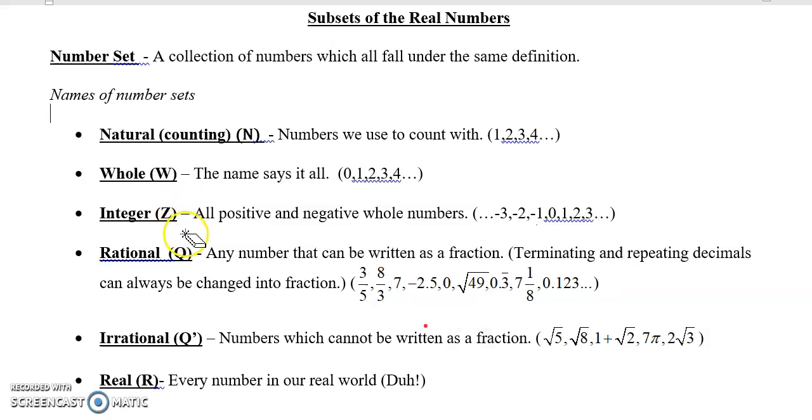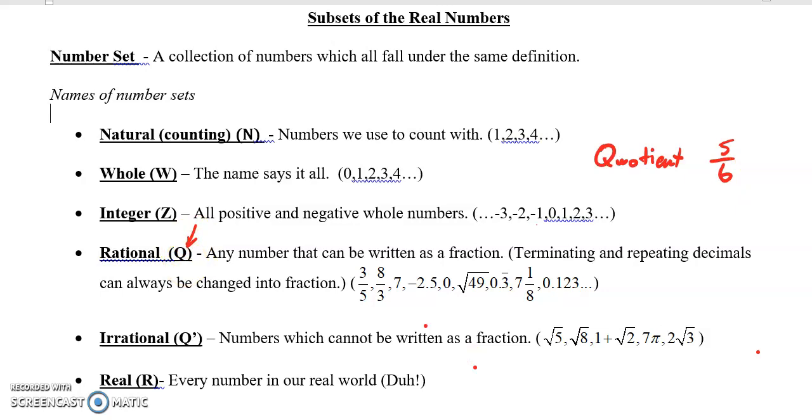Notice that the symbol for rational is this Q. And the reason why they pick Q is Q comes from the word quotient. And we know a quotient means a division problem. Well, if I have 5 divided by 6, well, this fraction, 5 divided by 6, that's a quotient. And that's why we use the letter Q for rational.